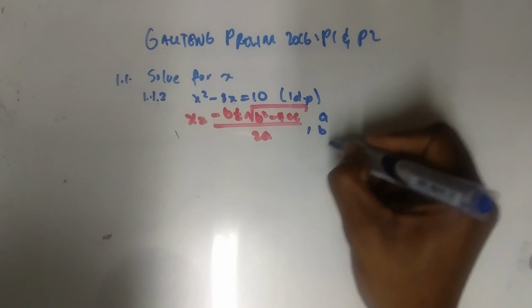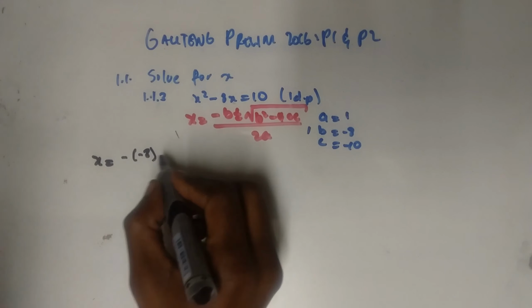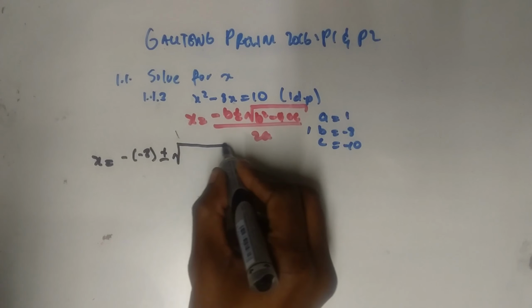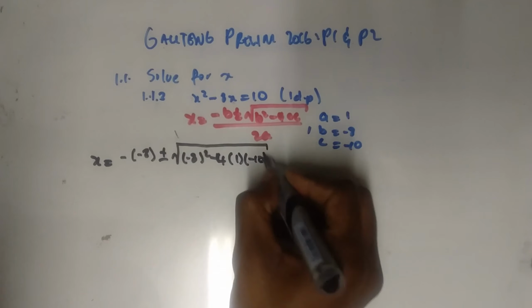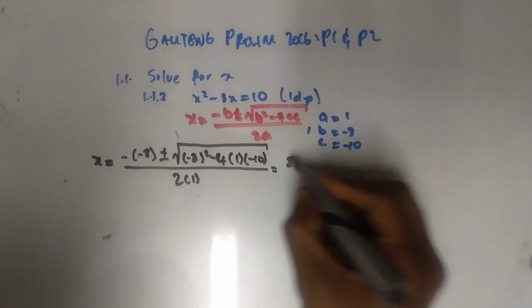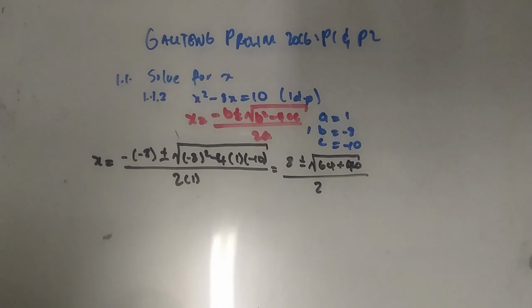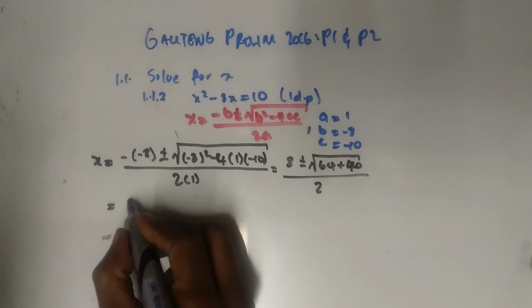Okay, now it's just us substituting. So substituting, we're going to have negative of negative 8 plus or minus the square root of negative 8 squared minus 4, where a is 1 and c is negative 10, all over 2 times 1. This is going to be 8, and the multiplication of two negative numbers, so we have 64 plus 40, because 10 times 4 is 40, and negative times negative is a positive. Hence this becomes 8 plus or minus the square root of 104.